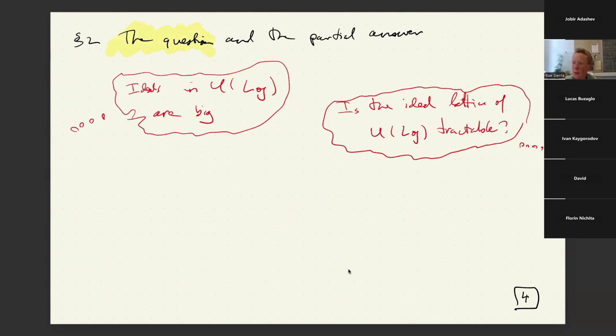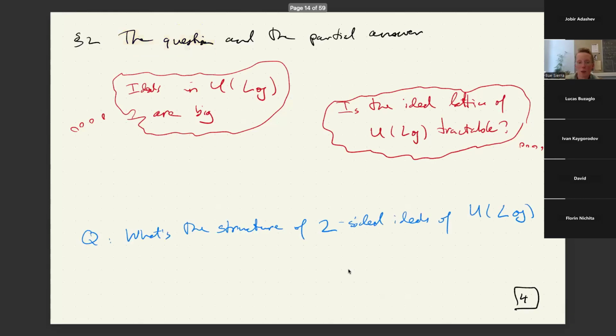Since they're so big, maybe there's not room for there to be a lot of them. Maybe the two-sided structure is controllable. Is the ideal lattice of the enveloping algebra of the loop algebra tractable or well-behaved in some way? So more formally, what is the structure of two-sided ideals of the enveloping algebra of the loop algebra?